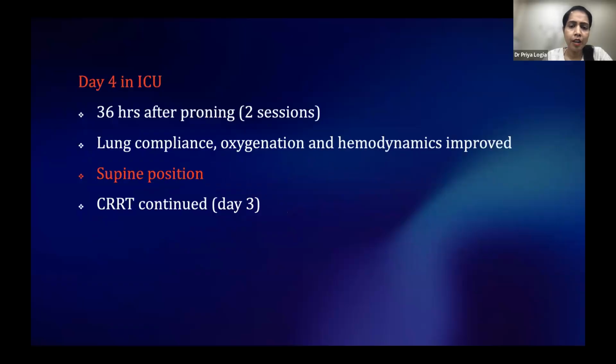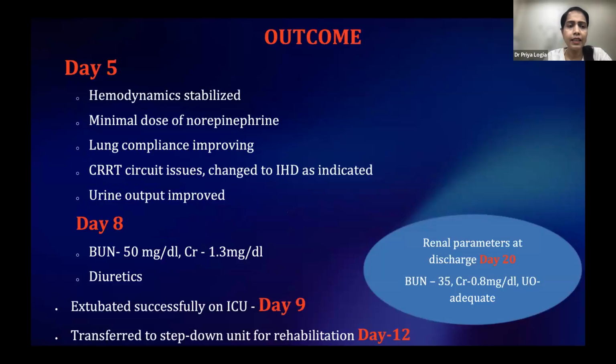So day 4, by this time, the patient had 2 sessions of proning of total duration of 36 hours. The lung compliance, oxygenation, and hemodynamics improved. The patient was placed in supine position and CRRT was continued. Day 5, the hemodynamics stabilized, the vasopressor requirement came down, the lung compliance improved, and CRRT was changed to intermittent hemodialysis as and when indicated. Gradually, the urine output improved.